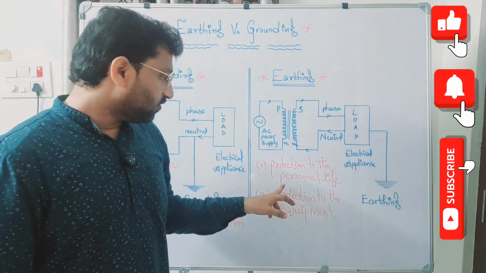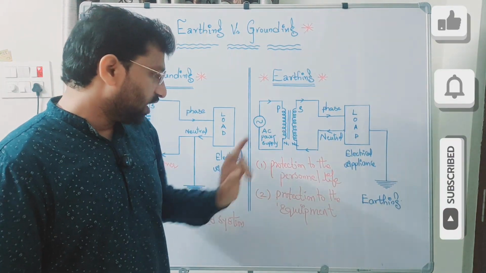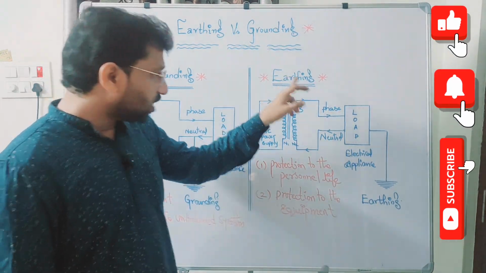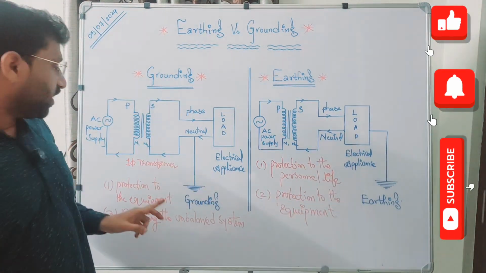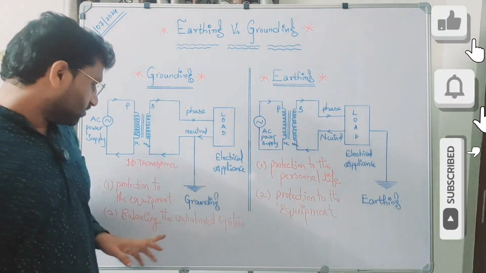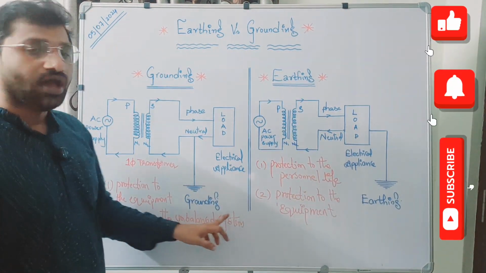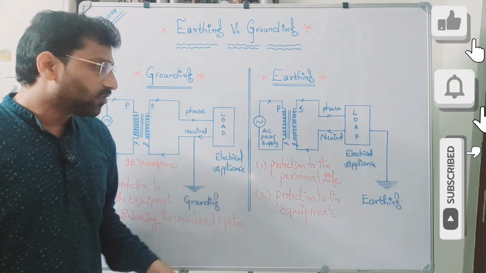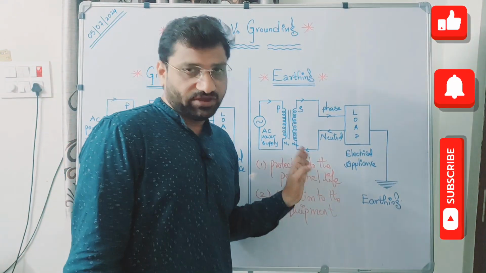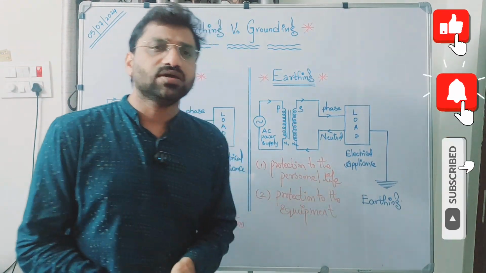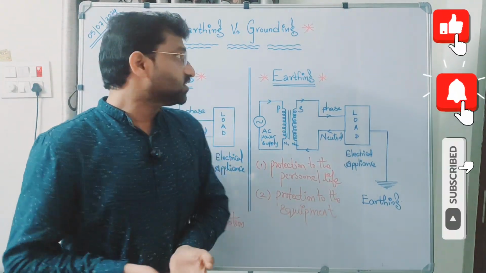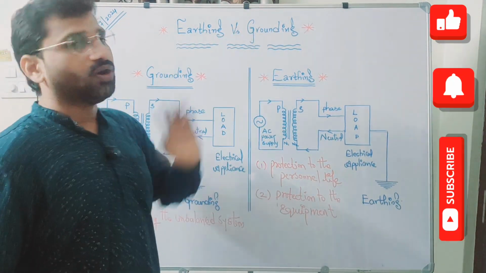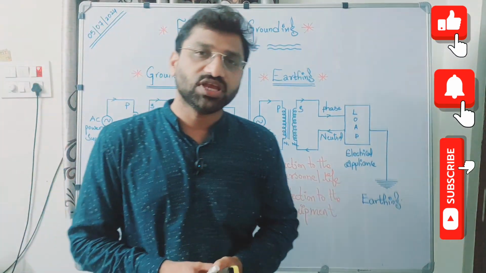So here we have 2 advantages. Earthing can protect the human life and earthing can also protect the equipment. Whereas grounding protects the equipment and it balances the unbalanced system but will not provide any protection to the human life. So this is a basic and fundamental difference between earthing and grounding. Hope you have understood the concept.